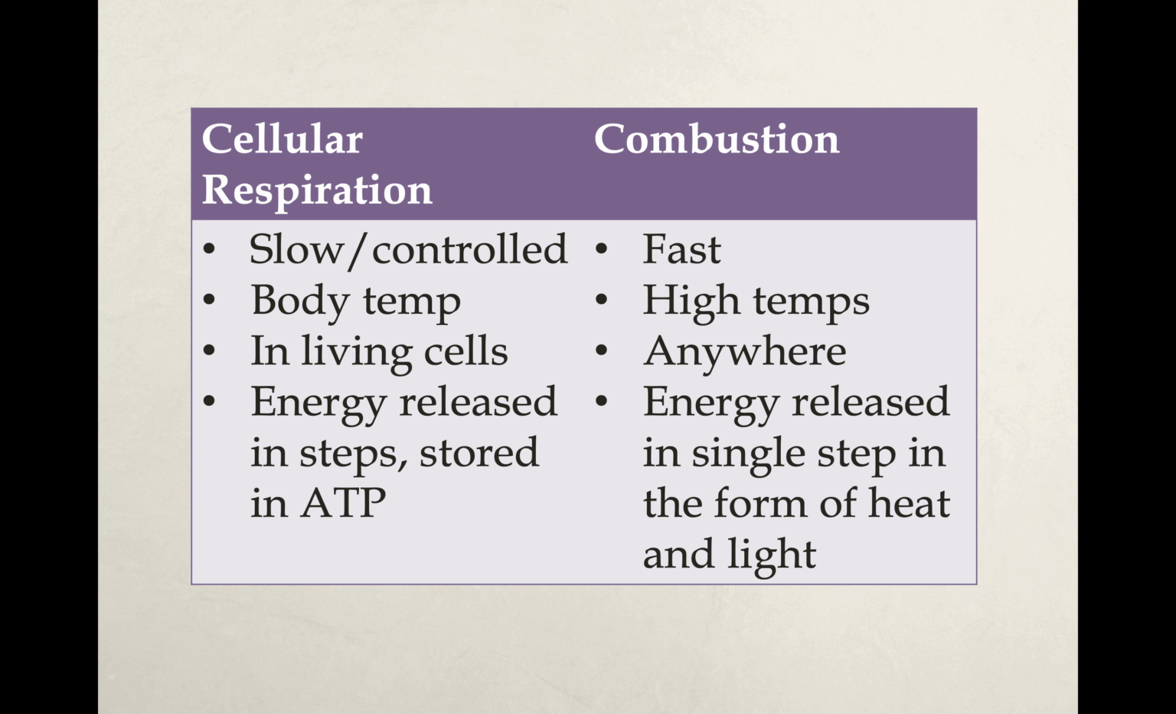So this table is comparing the two processes of cellular respiration and combustion. So cellular respiration is a slow, controlled process, whereas combustion is very fast. And cellular respiration happens at the temperature of our body, which back in the 1800s, a guy did a study saying that it was 98.6, but they recently found that it actually is closer to 98, or actually a little bit below. So it's happening at that temperature, whereas in combustion, it's happening at much higher temperatures.